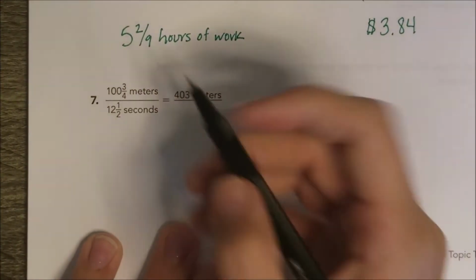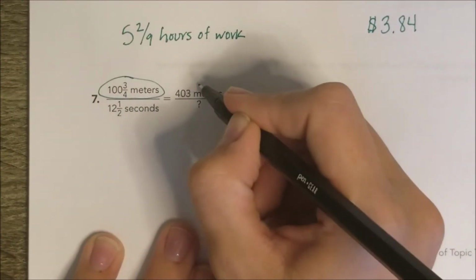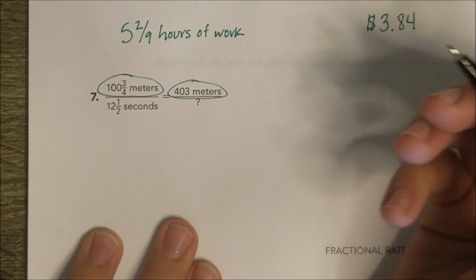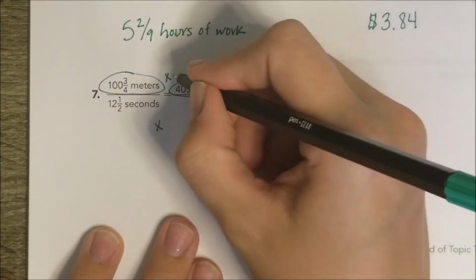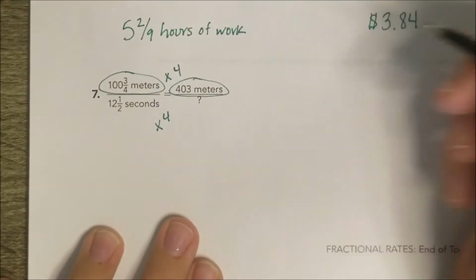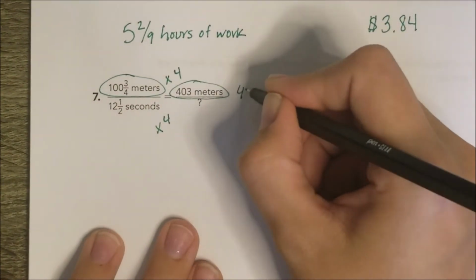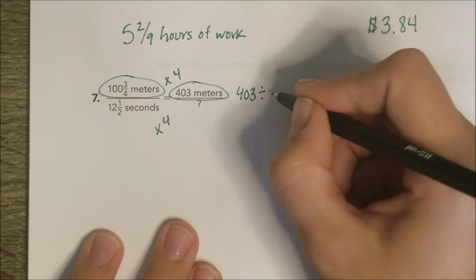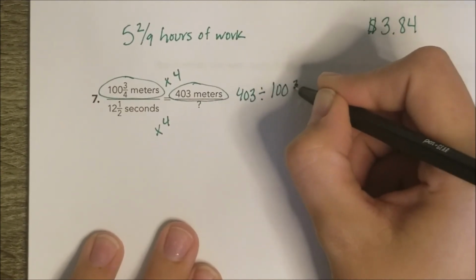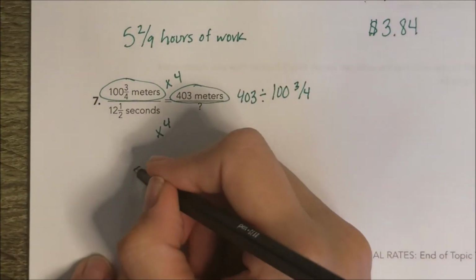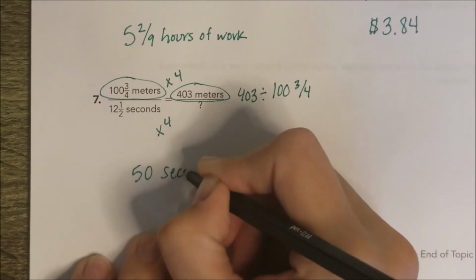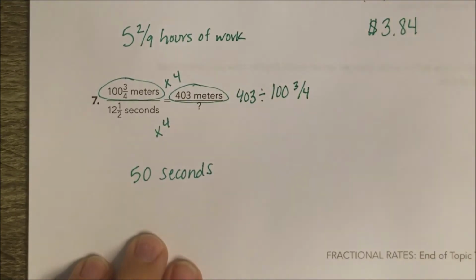Number 7, my 2 values. I'm going up, so I'm multiplying. And I'm multiplying by 4. How I found that out, 403 divided by 103/4. When I do this, I get 50 seconds. Go ahead and flip the page.